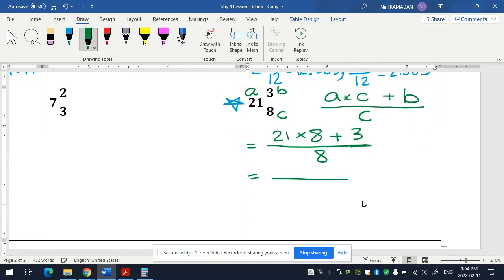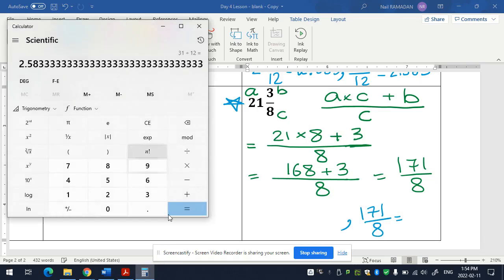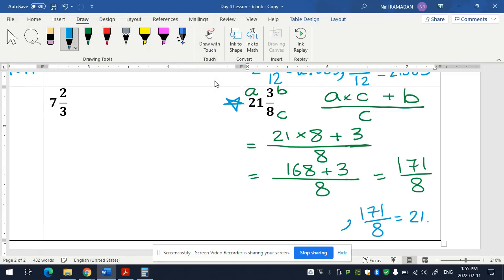168 plus 3, exactly. So now go into blue. 171 over 8 equals 21.375. Nice. Although a slightly longer decimal, at least it stops somewhere. So 21.375.